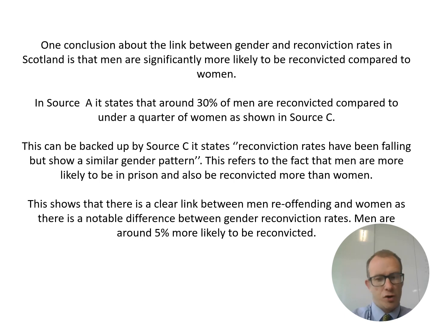Remember, the conclusion would not gain a mark. What unlocks the first mark is the first example from source A. The second mark is unlocked by using a source C example. That's 2 marks. And then the final mark is a comment about what it shows. If you read the comment, I've used the words notable difference. That's a good phrase to use. And also, I've worked out that men are around 5% more likely to be reconvicted. So in total, this would be awarded 3 marks: conclusion, example, comment.